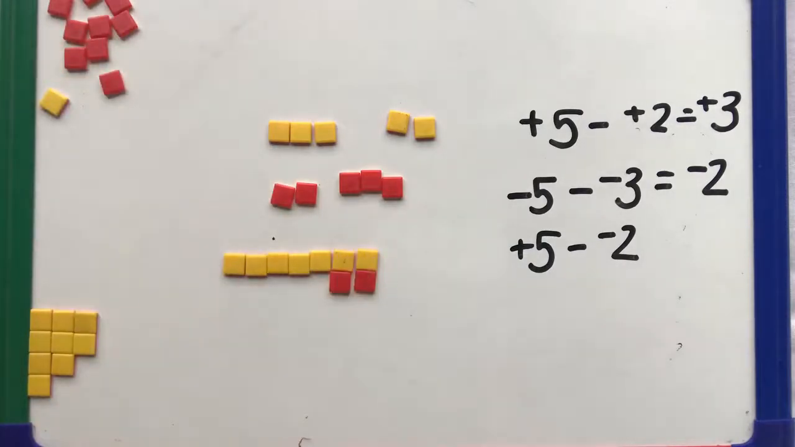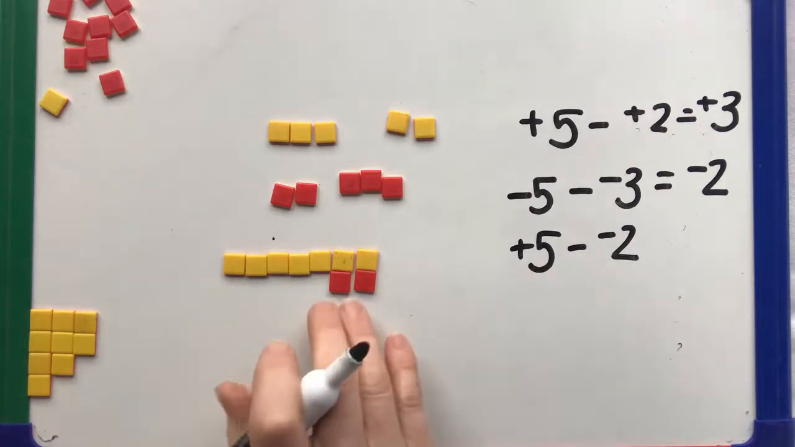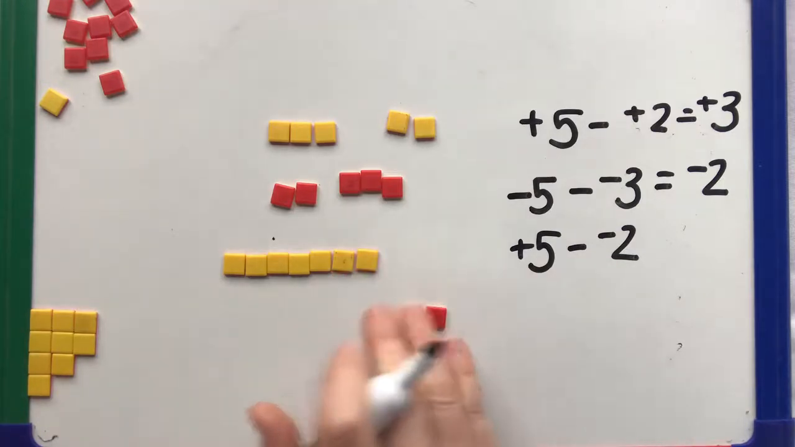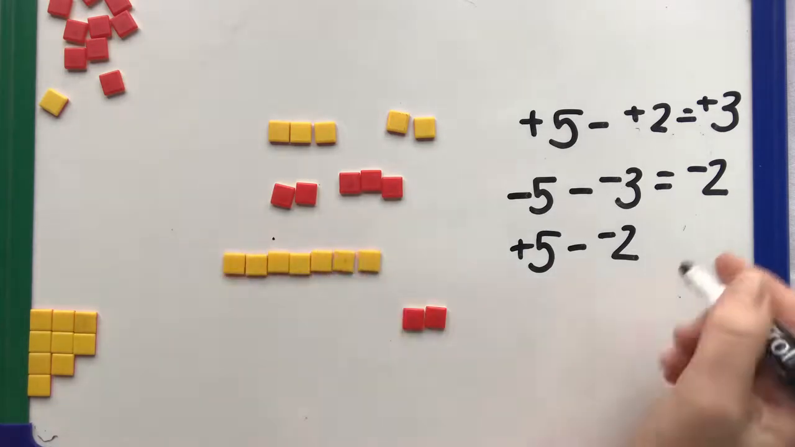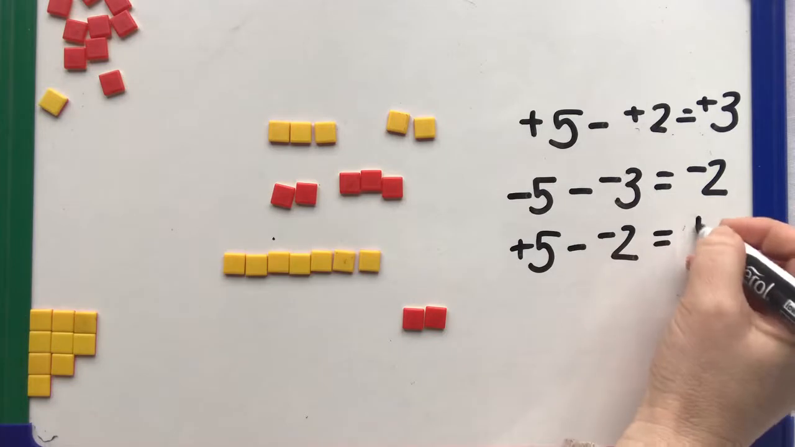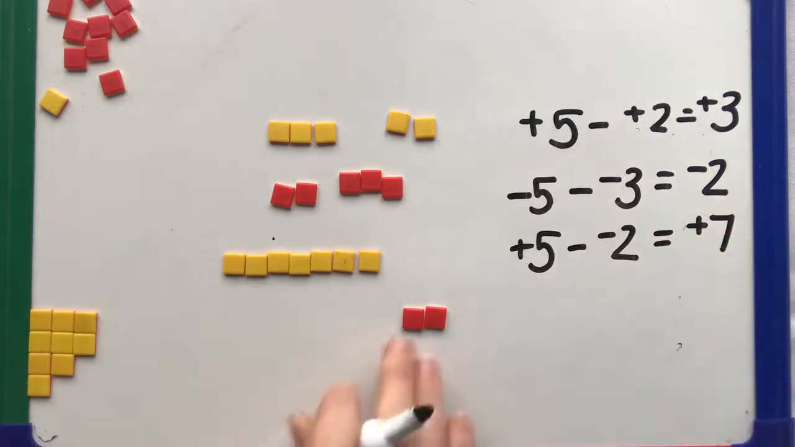But again, give students lots of time to really think about that, and they'll have had lots of experience of it up till then. And then if we take away the 2 negatives, what are we left with? 1, 2, 3, 4, 5, 6, 7. Positive 7.